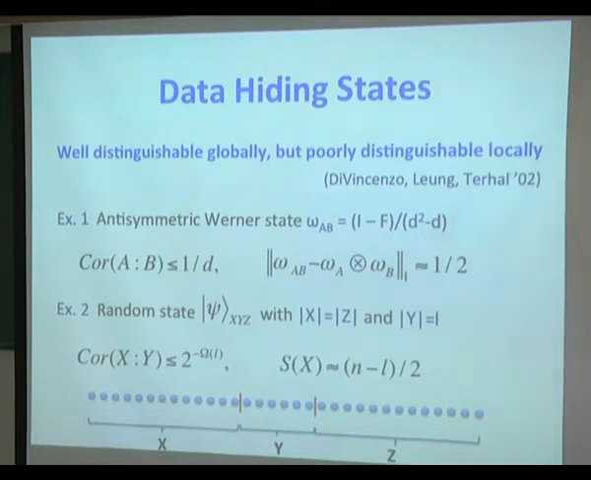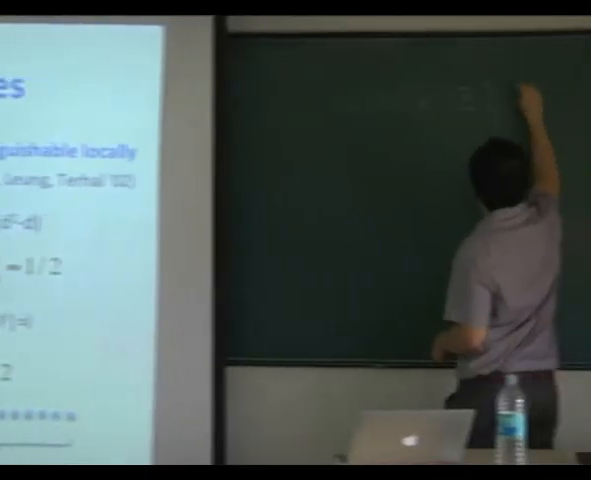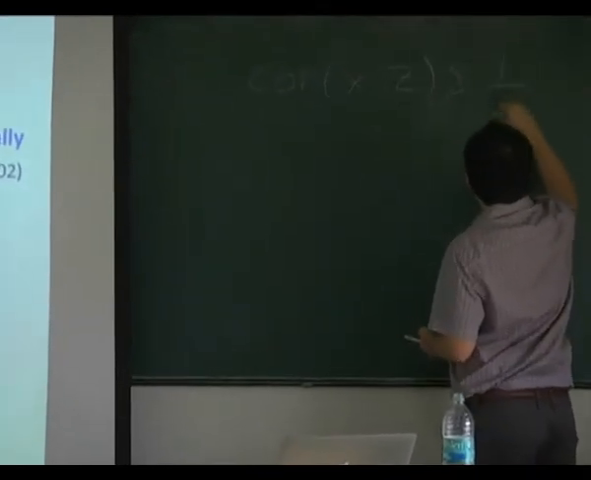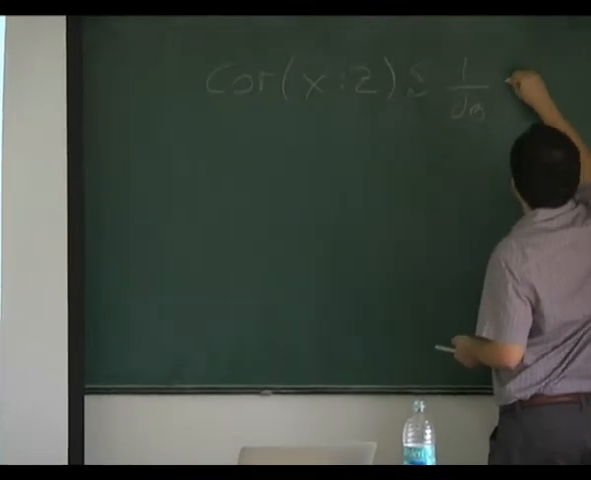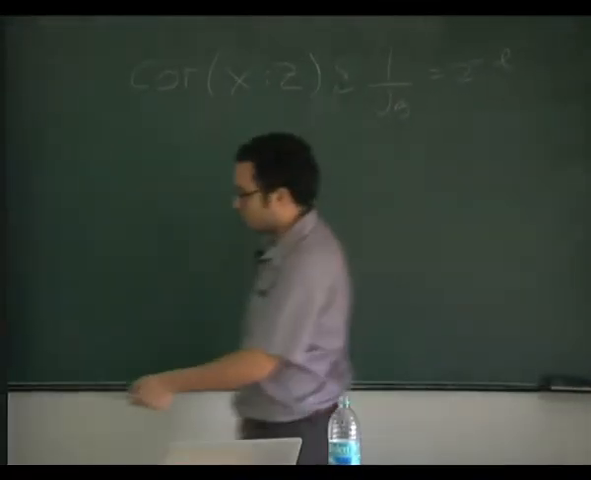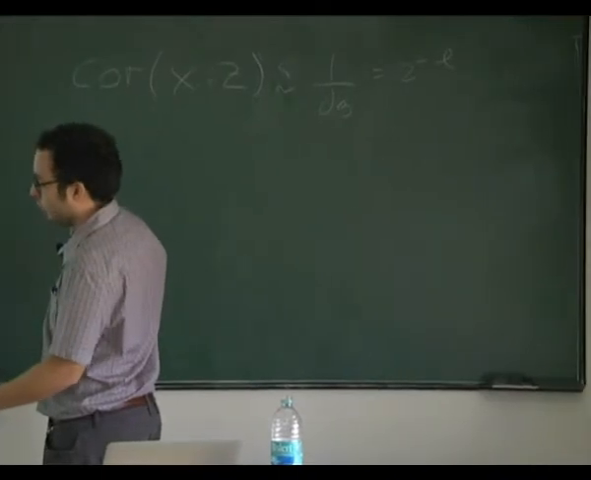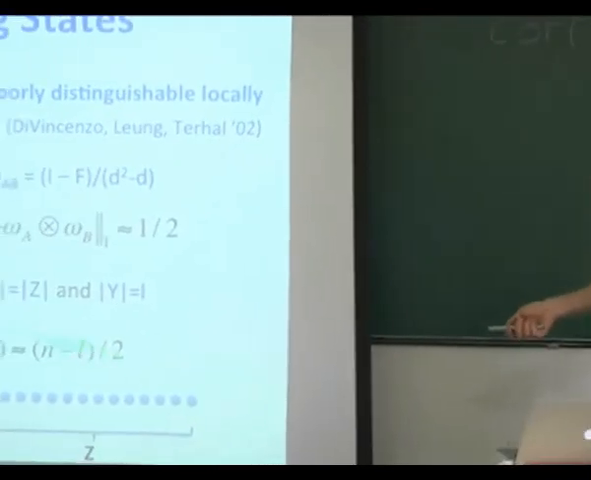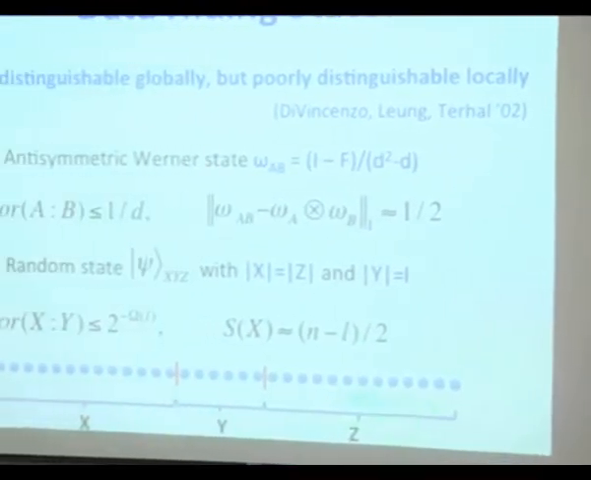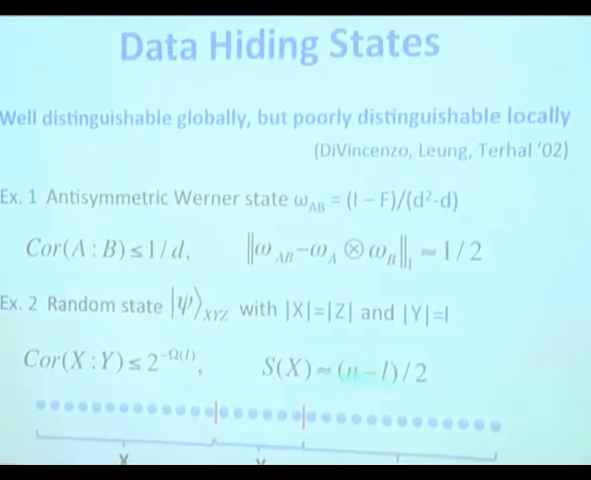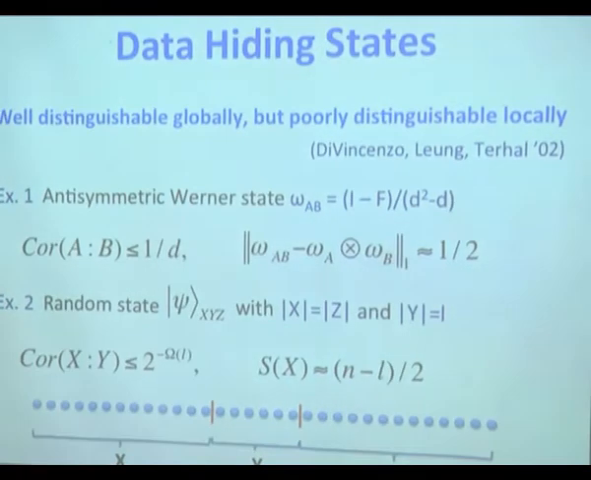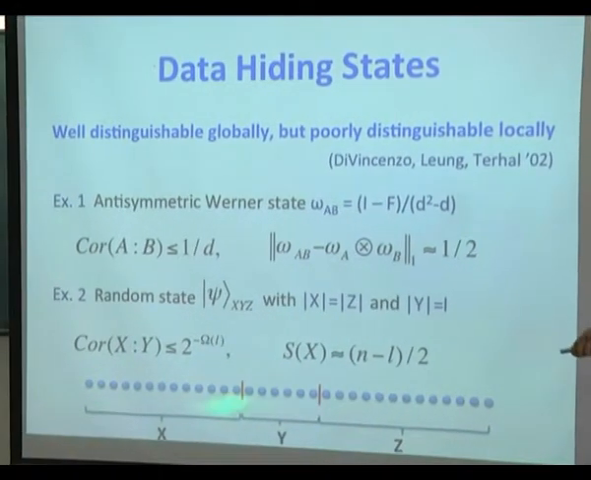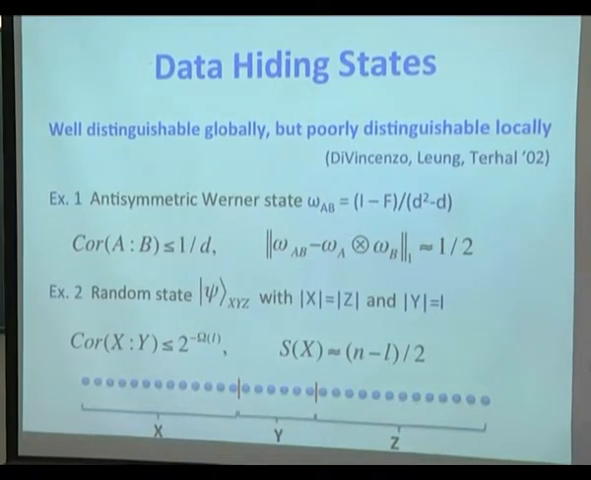So the correlations between x and z are smaller than roughly 1 over the dimension of y, which is 2 to the minus L. Because we say that y has L qubits, but the entropy is almost maximum, right? x and z have the same size, so the size of each one of them is (n minus L) over 2. So the entropy is almost maximum, okay? So just because we have a fixed state, and we have small correlations between x and some region z with some small y in the middle, doesn't mean anything, right?